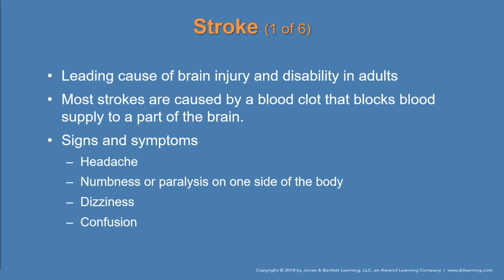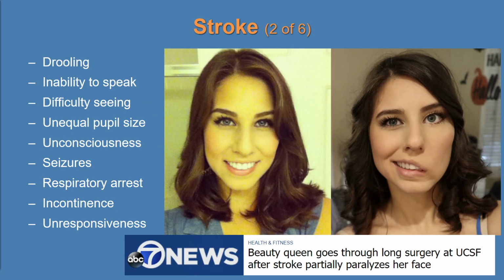Most strokes occur when a blood clot blocks the supply of blood leading to a part of the brain. And the signs and symptoms of this are going to vary wildly depending on which part of the brain is affected. So it could be something as simple as a headache, or they could have numbness or paralysis on one side of the body or the face, dizziness, confusion, and a lot of other symptoms. And so one of the classic signs is that facial droop, right?